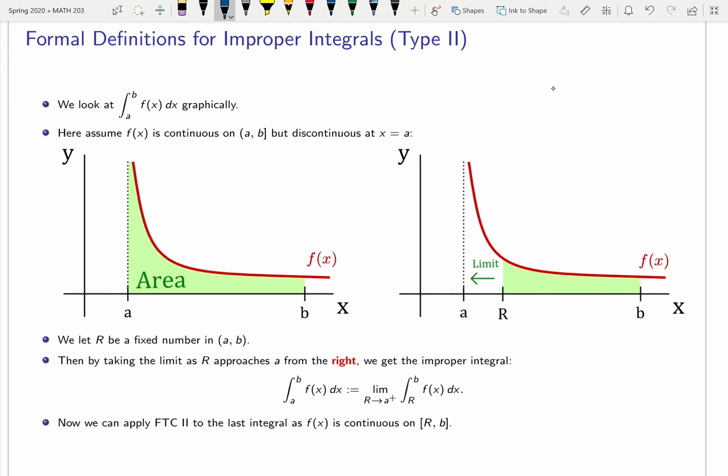That's what it means to say that the integral from a to b of f of x dx equals the limit of the integral from r to b of f of x dx when r approaches a plus.